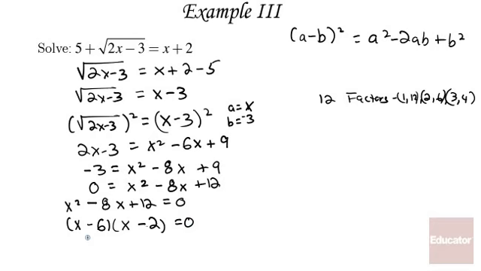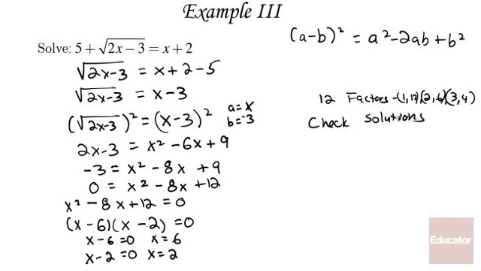Using the zero product property, I'm going to go ahead and solve. For x minus 6 equals 0, I'm going to get x equals 6. For x minus 2 equals 0, I'm going to get x equals 2. Okay, now I need to check the solutions. I'm going to go ahead and check it using this. I haven't squared yet, so that's perfectly fine.